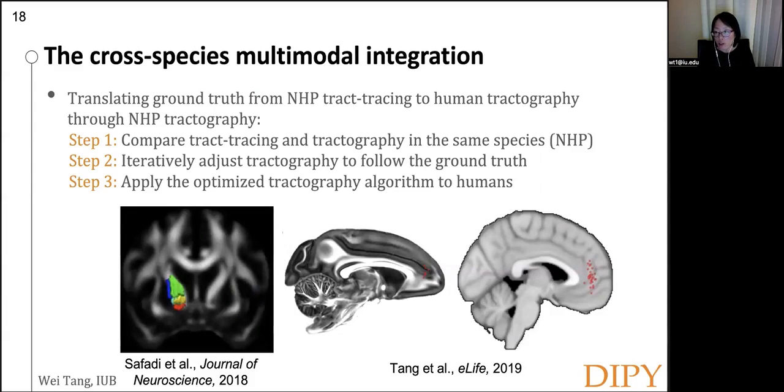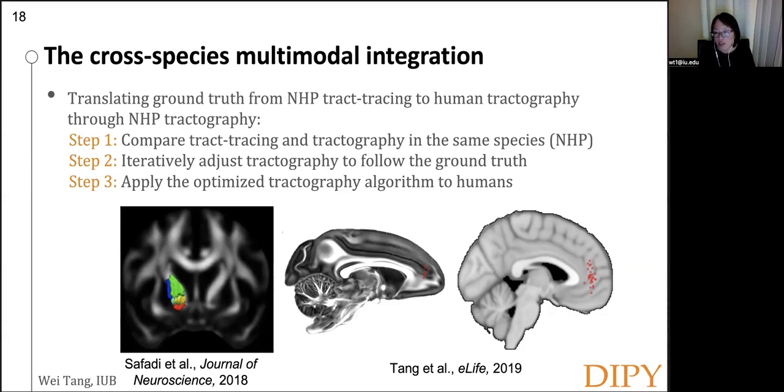This strategy using monkey tractography to translate anatomical ground truth into studying human brain connectivity has been successful in several studies. Back to the problem we mentioned earlier, that mapping the connections in the internal capsule is important for guiding deep brain stimulation sites in OCD patients. We mentioned that it is important to accurately target the anterior limb of the internal capsule, or ALIC for short. The reason is that fibers connecting the brain regions that are relevant to OCD symptoms occupy subregions in the ALIC in a topographic manner.